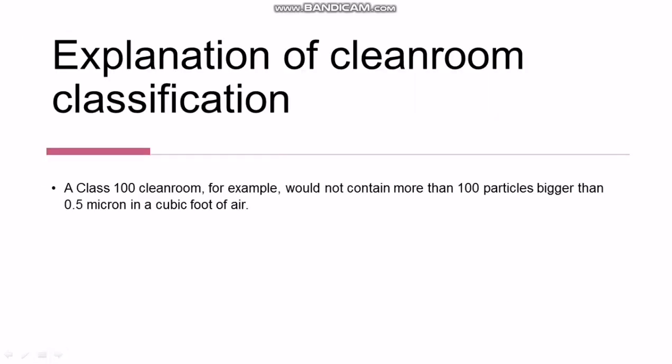So these are the allowable particle ranges. Like you have a class 100 clean room. If you have 100 particles of 0.5 micron in 1 cubic foot of air, then it's okay. If not, then you must clean your room with filtration. We will discuss later what kind of filtration we will need for this.